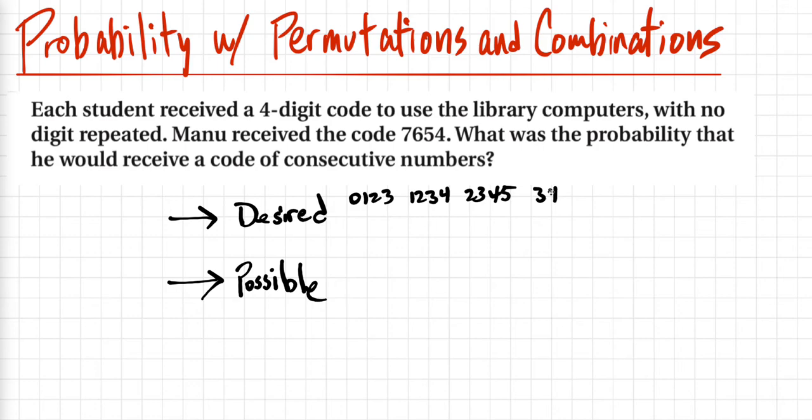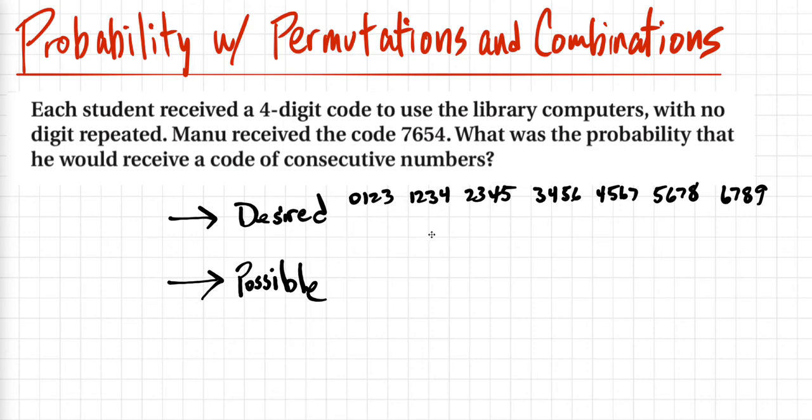3, 4, 5, 6. 4, 5, 6, 7. 5, 6, 7, 8. It's awesome that I can count. 6, 7, 8, 9. And then that would actually be the last one because 7, 8, 9, 0 wouldn't be considered consecutive. The ones I left off were what? Which ones did I write down?